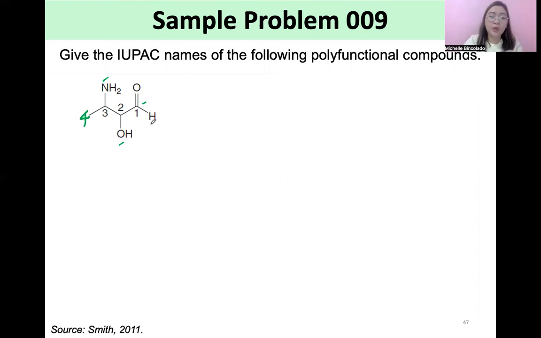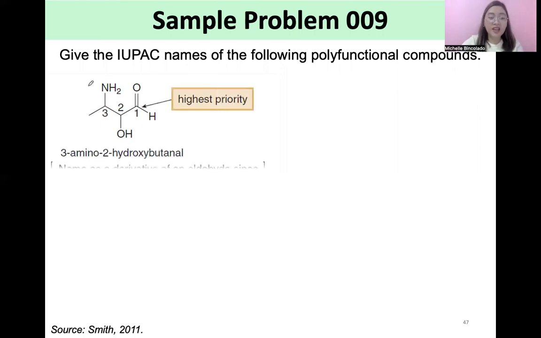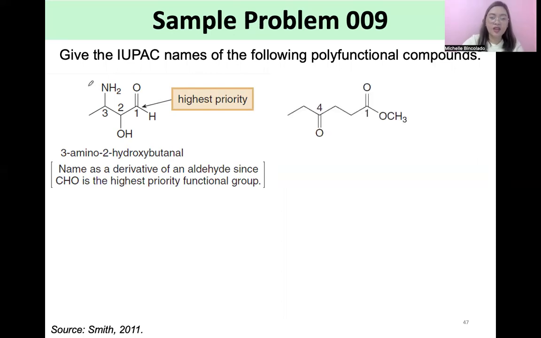And then we have the following substituents. Arrange them alphabetically. 3-amino, 2-hydroxy, butanal. So that is the name of this compound. Okay, very easy. Okay, next, guys.